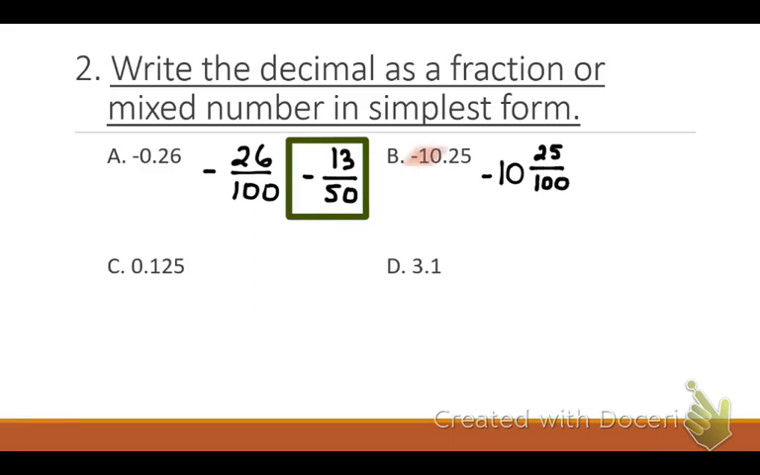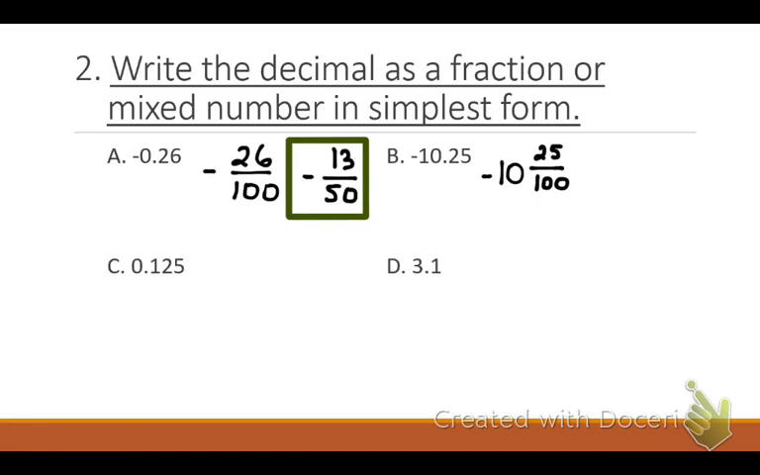Notice you keep the whole number. The whole number is whatever comes to the left of the decimal point. I'm keeping that -10, but then you can also see 0.25 is the same thing as 25 hundredths. Can 25 hundredths be reduced at all? Yes. What number can go into 25 that can also go into 100? A 5. There is something actually bigger than a 5. What is it? A 25.